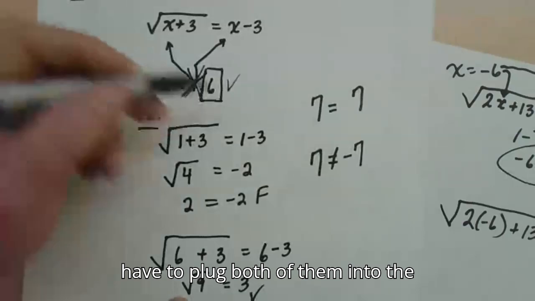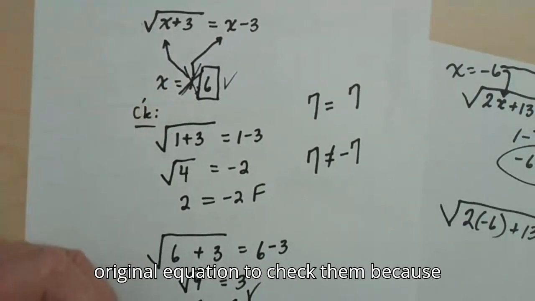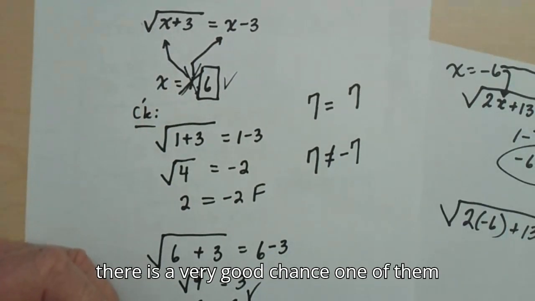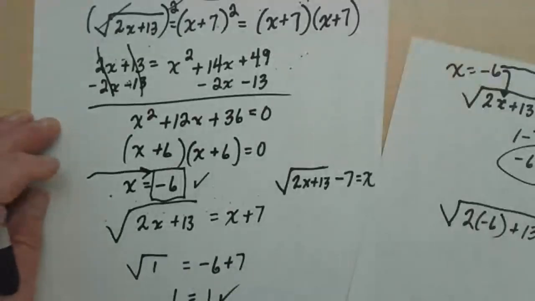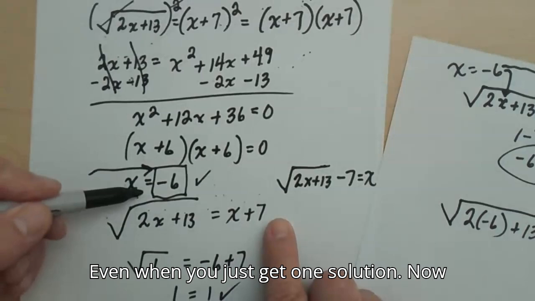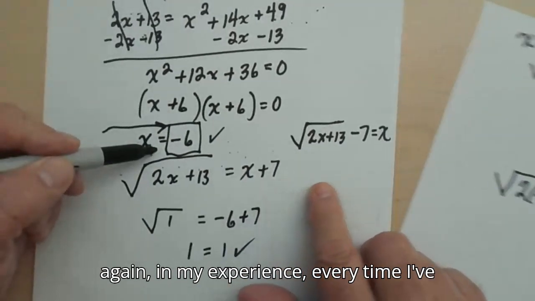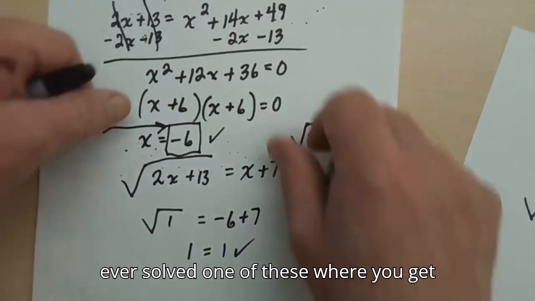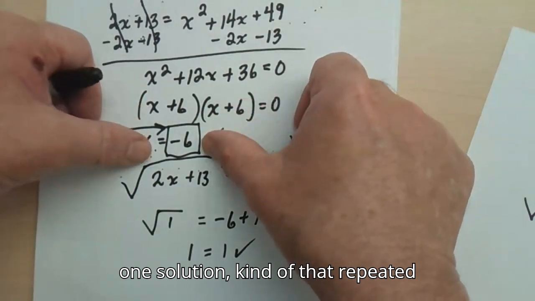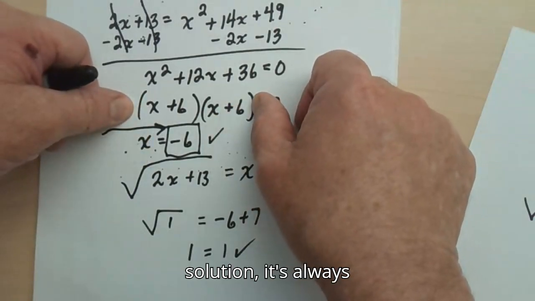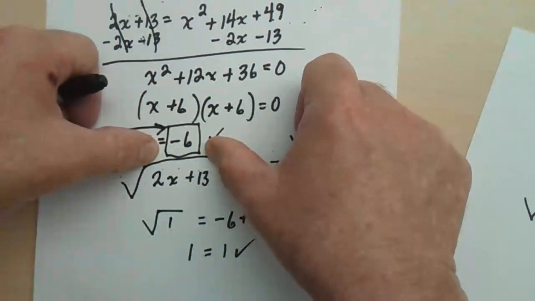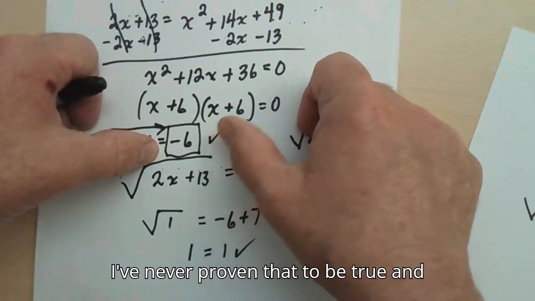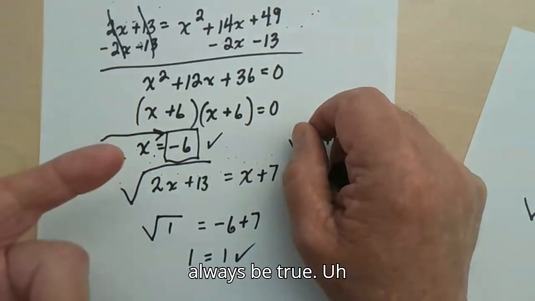We have to plug both of them into the original equation to check them, because there is a very good chance one of them will work and one of them won't. Even when you just get one solution. Now, again, in my experience, every time I've ever solved one of these where you get one solution, kind of that repeated solution, it's always worked. But I've never proven that to be true, and I've never read anywhere that it will always be true.